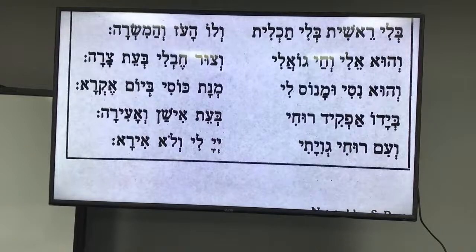Next line. Beli reshit beli taklit velo hakol vehamisra. Let's do that again. Beli reshit beli taklit velo hakol vehamisra.